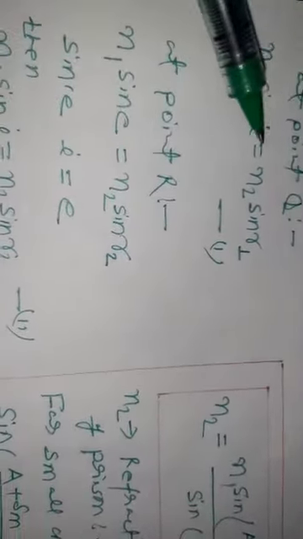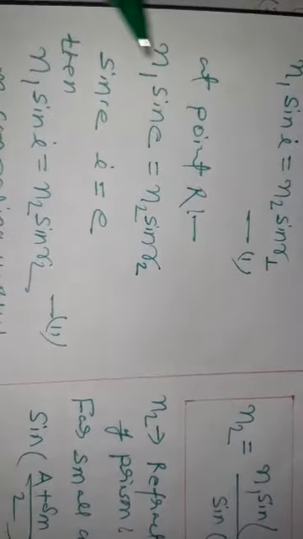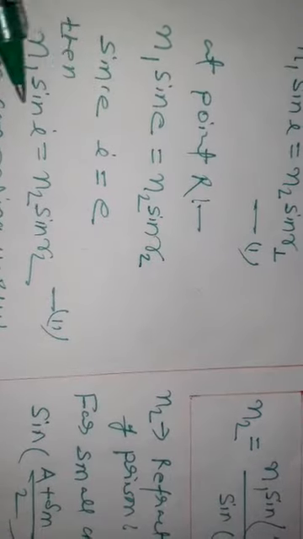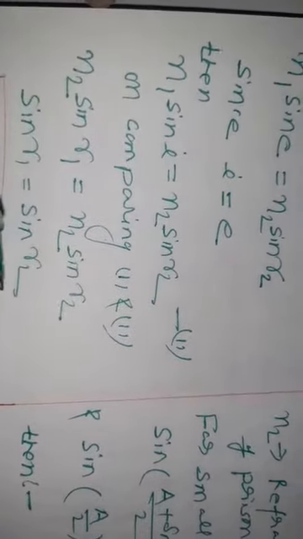So from equation 1 and equation 2, the left hand side of both the equations are the same, then the right hand side will also be the same. So on comparing, we have n2 sine R1 equals n2 sine R2. So this n2 and n2 will cancel out, so we have sine R1 equals sine R2. If I take the inverse of both sides, then we have R1 equals R2. Okay.